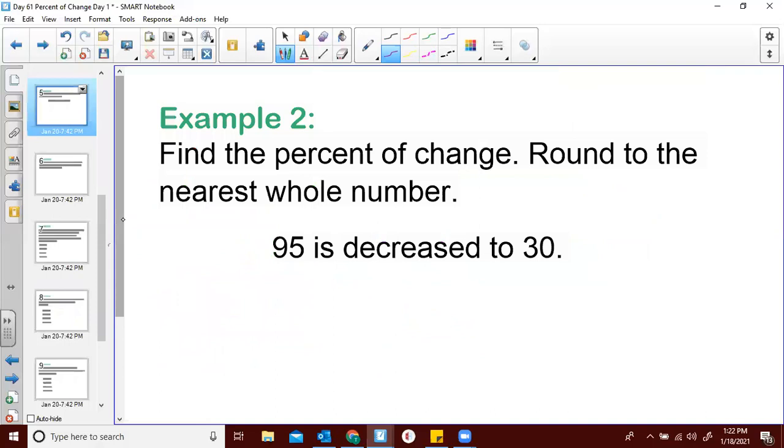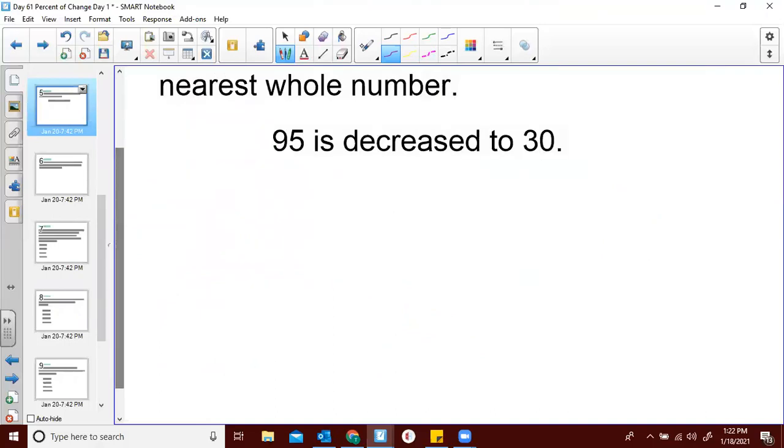All right, so find the percent of change, round to the nearest whole number. Again, I'm going to start off with my n minus o over o, and that's going to equal my percent over 100. I really want you to remember this formula. I like to say "no over O" just to remind you that it's n-o over o, and don't forget about the subtraction.